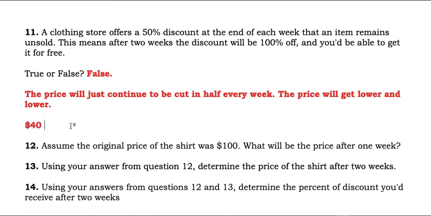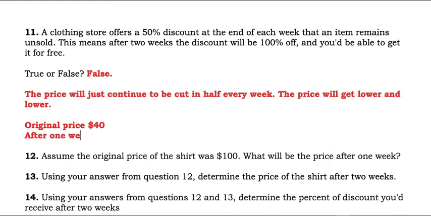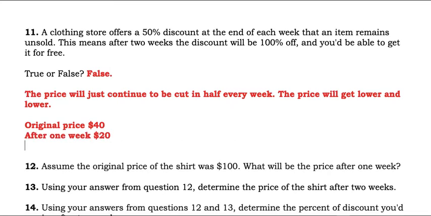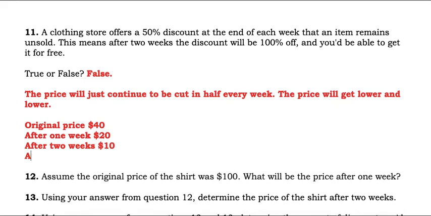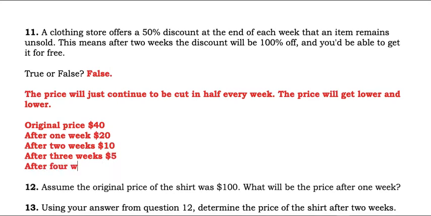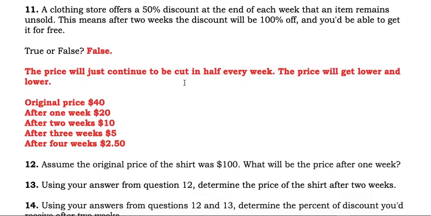So if you're going to take 50% off, so if the original price is $40 and every week you take 50% off, that means after 1 week, it's going to go down to $20. After 2 weeks, we're going to cut this price in half again. So then it's going to be $10. After 3 weeks, it's going to be $5. After 4 weeks, it's going to be $2.50. So the price will get lower and lower and lower.